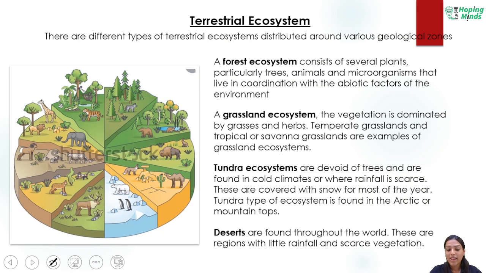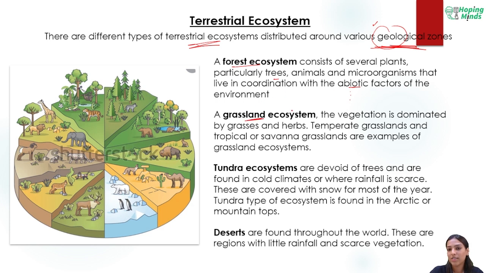Terrestrial ecosystems are again of different types. Not every land terrain is the same. Even in India, we can see we have deserts, we have mountains, we have beaches, we have so many different types of ecosystems on the land itself. So terrestrial ecosystems depend on the geological zones. The geography of a place will affect what type of ecosystem we have. So the first is a forest ecosystem. It consists of several plants, particularly trees, animals and microorganisms that live in coordination with the abiotic factors, the air, water, nutrients of the environment.